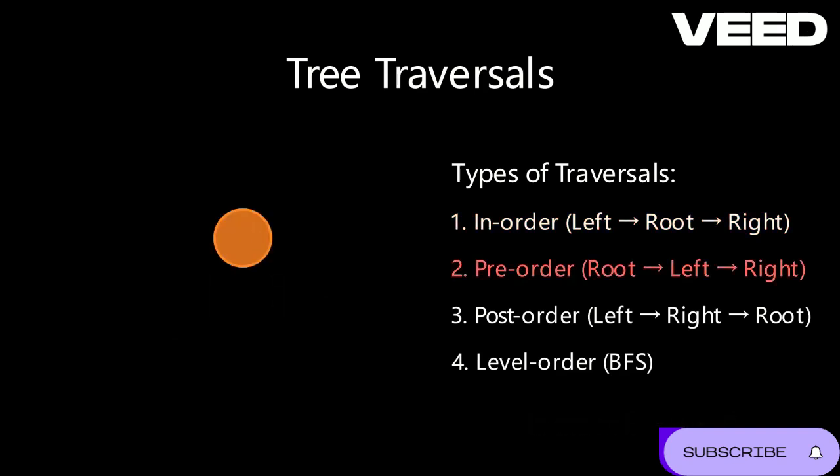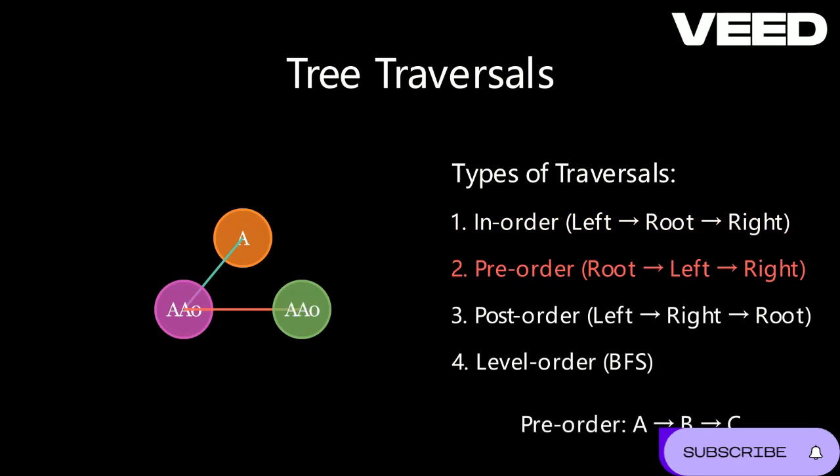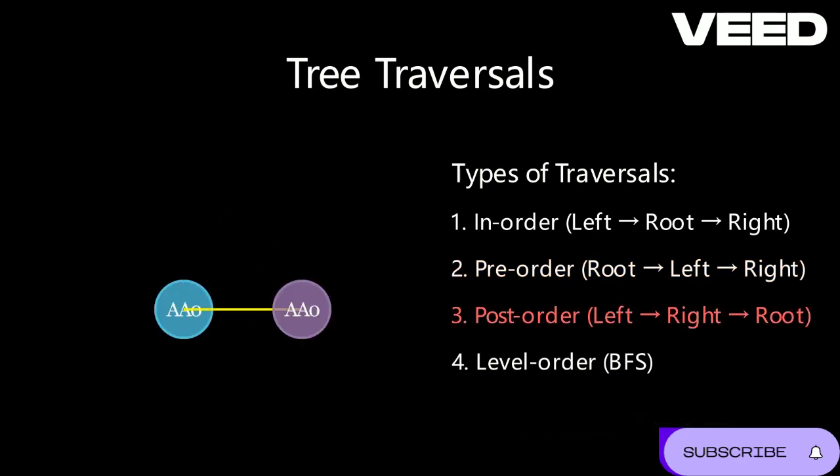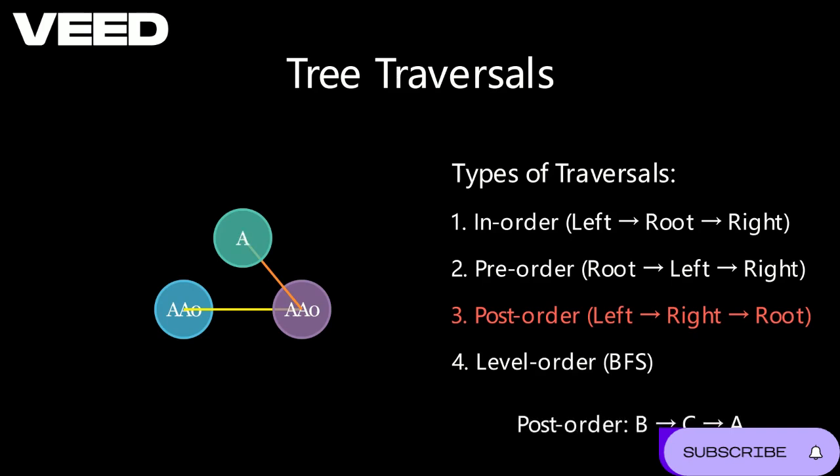In pre-order traversal, we visit the root node first, then the left subtree, then the right subtree. This is useful for creating a copy of the tree or prefix expression. In post-order traversal, we visit the left subtree, then the right subtree, and finally the root node. This is useful for deletion operations and evaluating expressions.